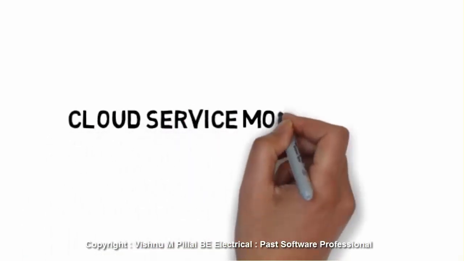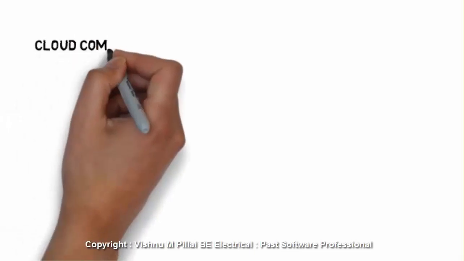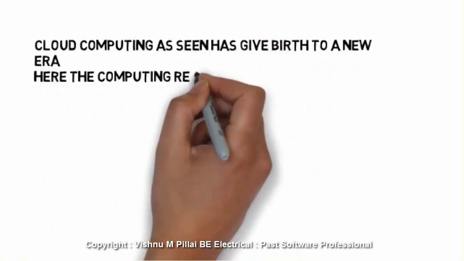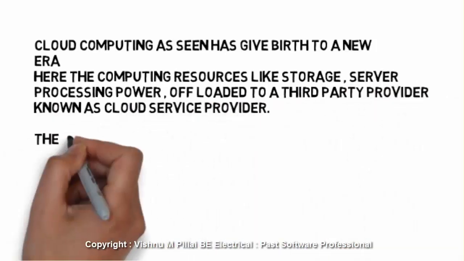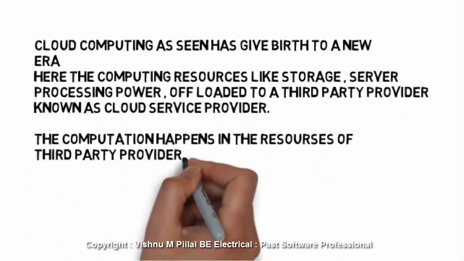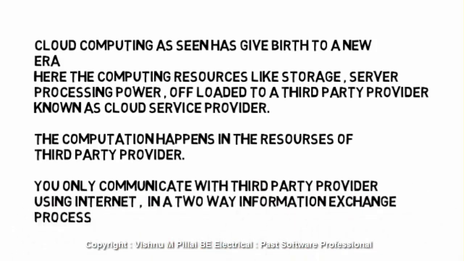This is lecture 2 in the series of learning about cloud computing, and this is about cloud services. In the last lecture we saw that cloud has different services. Cloud computing has given birth to a new era. Here the computing resources like storage, server, and processing power are offloaded to a third-party provider known as a cloud service provider. The computation happens in the resources of the third-party provider. You only communicate with the third-party provider using the internet in a two-way information exchange for the process.